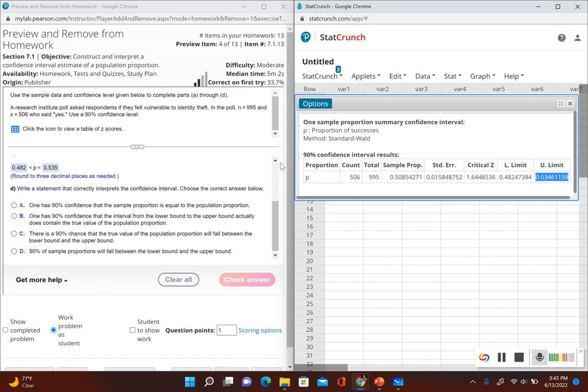Now it says, write a statement that correctly interprets the confidence interval. Now confidence intervals, what they are, is we are a certain percentage confident that the lower bound and upper bound contain the true value of the population proportion. That's the correct way for interpreting confidence intervals. So for our particular problem, we have a 90% confidence level. So correct interpretation is one has 90% confidence that the interval from the lower bound to the upper bound actually does contain the true value of the population proportion. So our answer choice here is B.